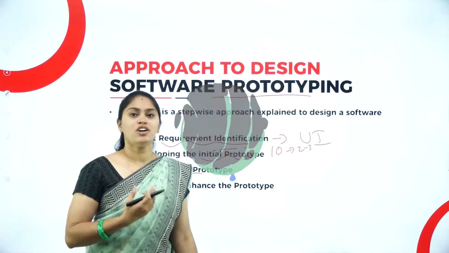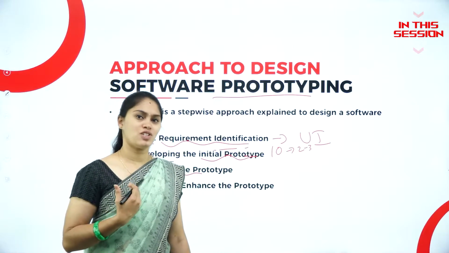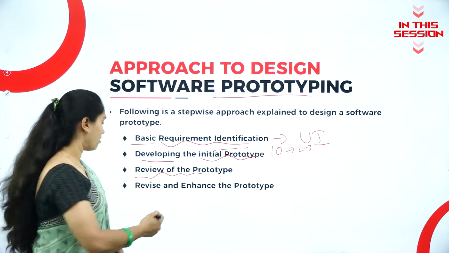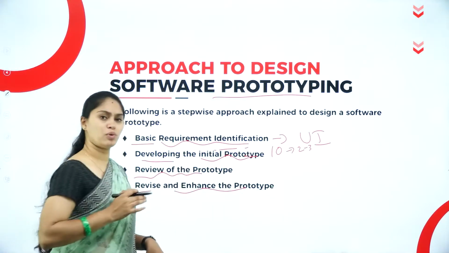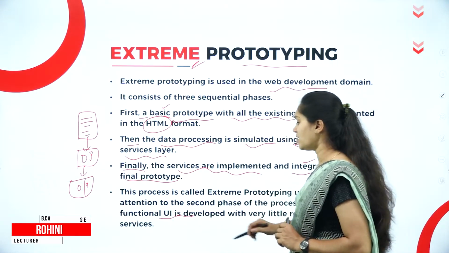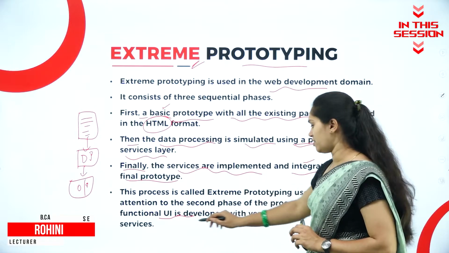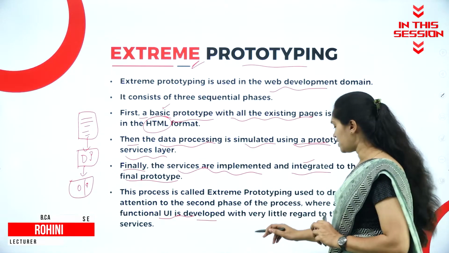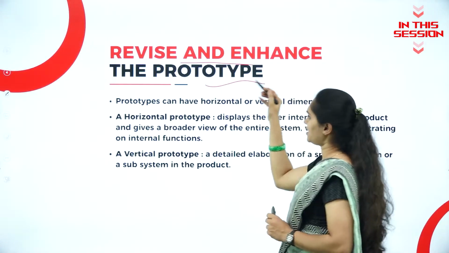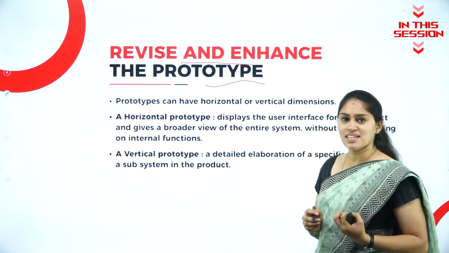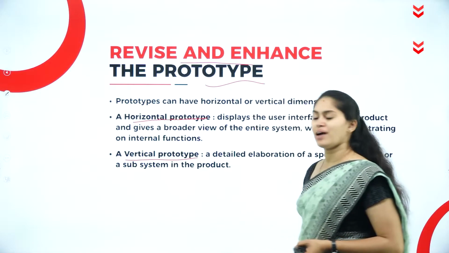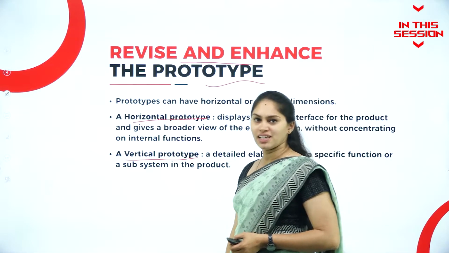and they are getting the feedback from the customer based on the developed prototype. Based on that, they are going to revise and enhance the prototype. By making use of this extreme prototyping, a complete functional user interface is going to be developed with very little regard to the actual services. Revise and enhance the prototype. In this, it will be of two types. One is the horizontal prototype and another one is the vertical prototype.